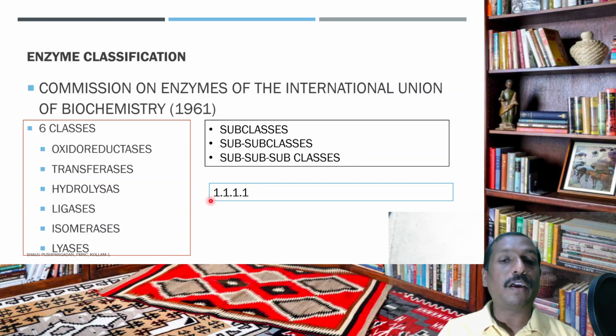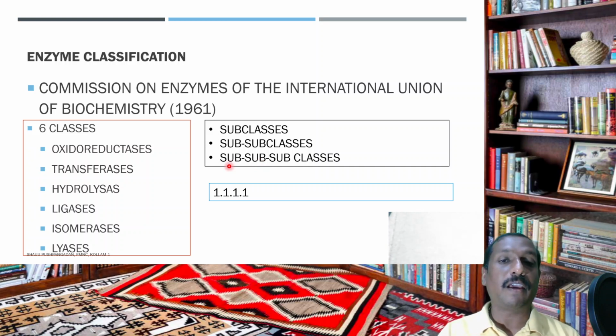For example, if we are naming an enzyme as 1.1.1.1, that means that enzyme belongs to class 1, oxidoreductase. Under class 1 it belongs to subclass 1, and under that subclass again subclass 1, and so on. If it is 2.3.2.3, then it belongs to class 2. Under class 2, subclass 3. Under subclass 3, subclass 2. Again under that, subclass 3.